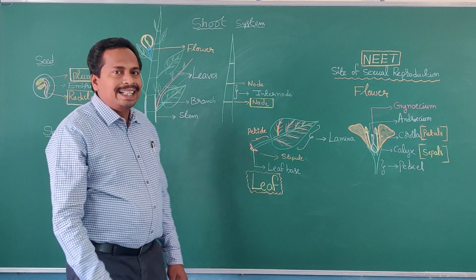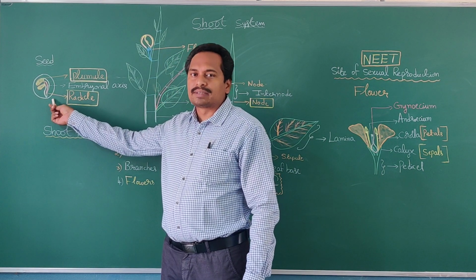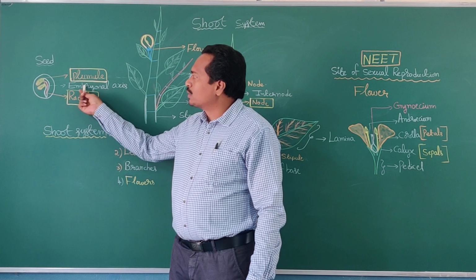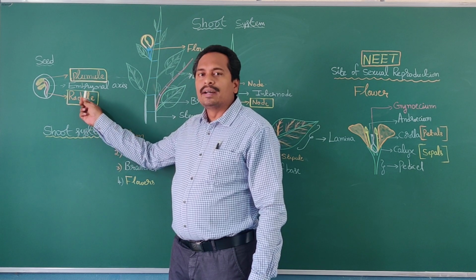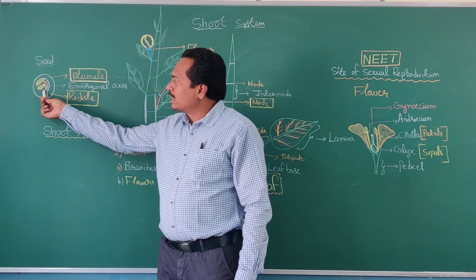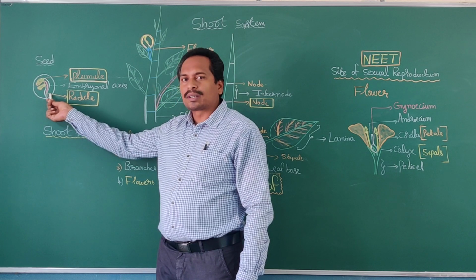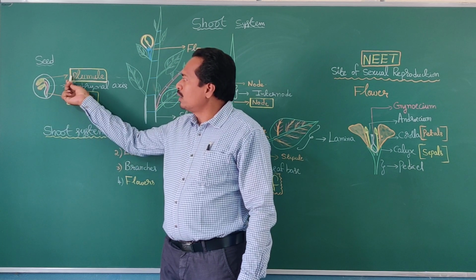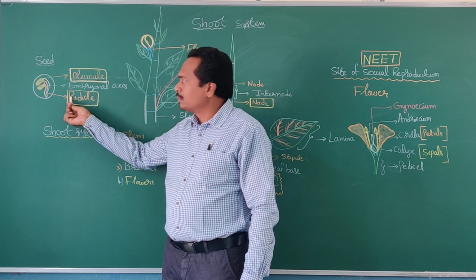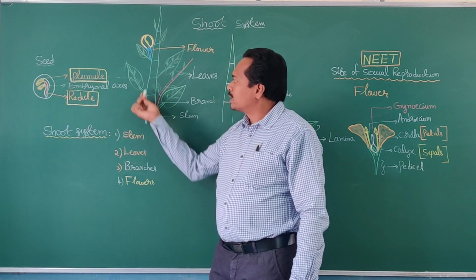Whenever the seed is sown in a soil, this is a diagrammatic representation of a seed, that gives rise to the shoot system and root system. This embryo is present inside the seed. It consists of mainly three parts. What are they? They are the plumule, the second one is the embryonal axis, and the radicle. The plumule part of the embryo gives rise to the shoot system.